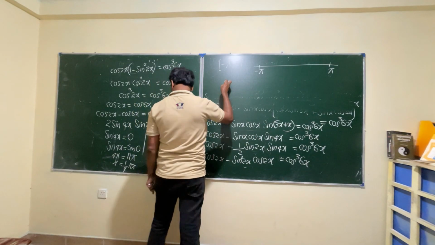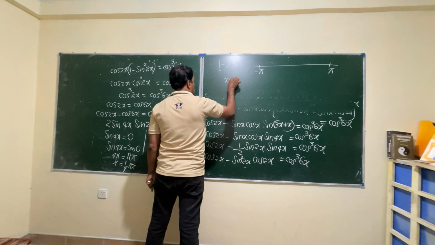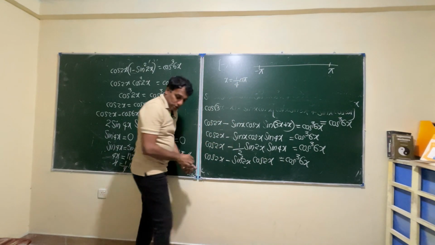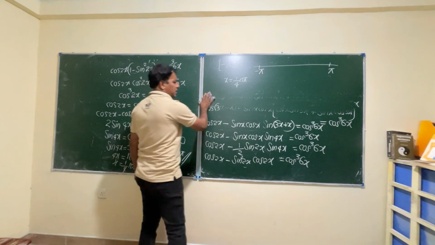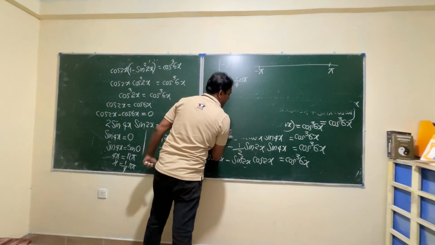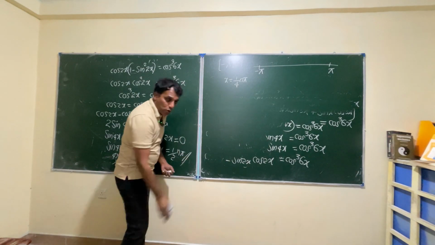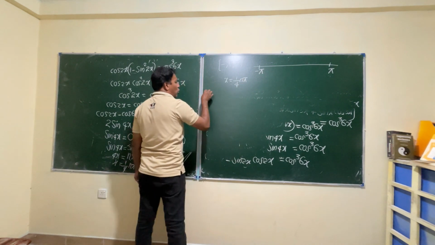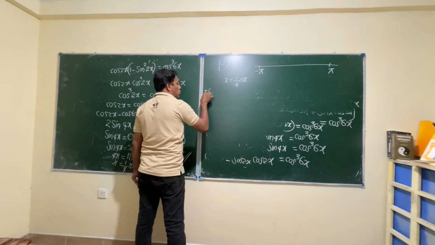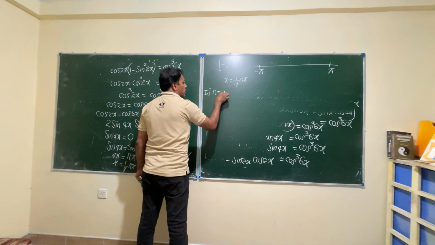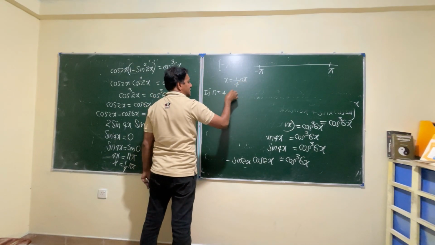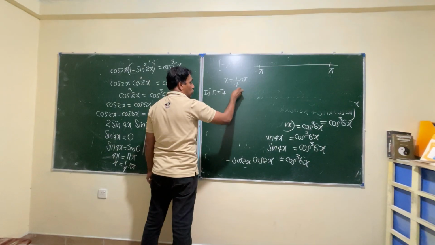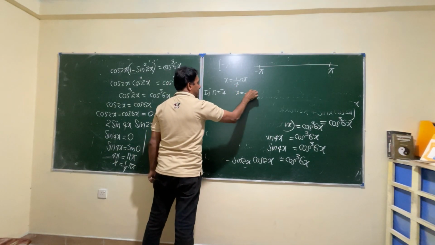So can I take the first one? X equals 1/4 n pi. Let's write some solutions. I can take the minus side and the plus side. So to get minus pi, n is minus 4. If n equals minus 4, x equals minus pi.